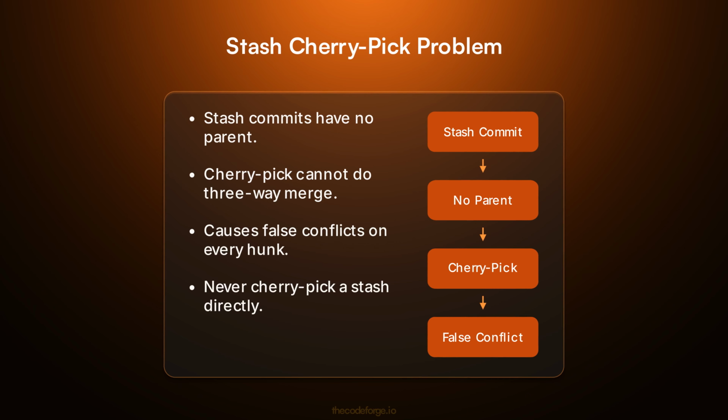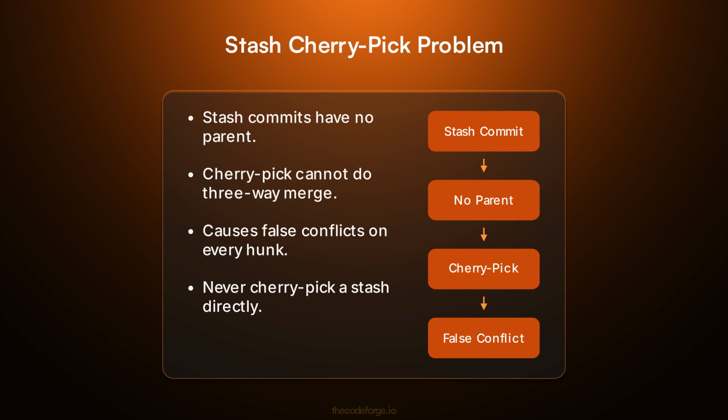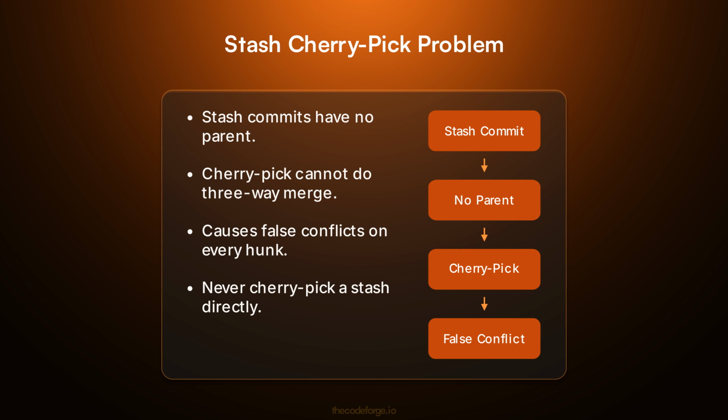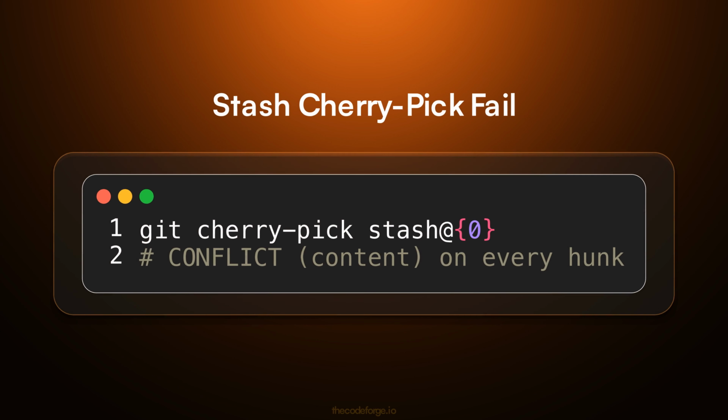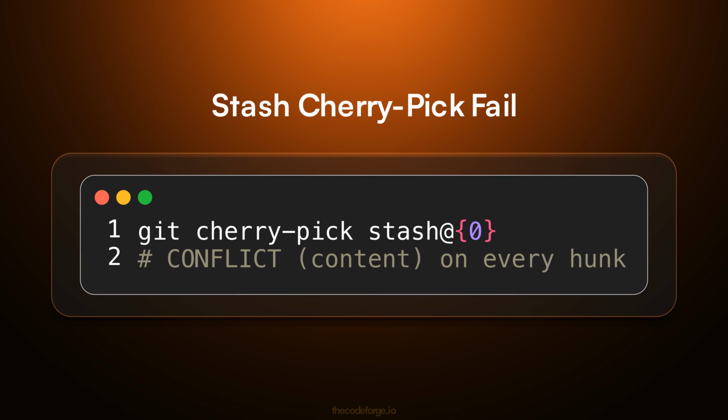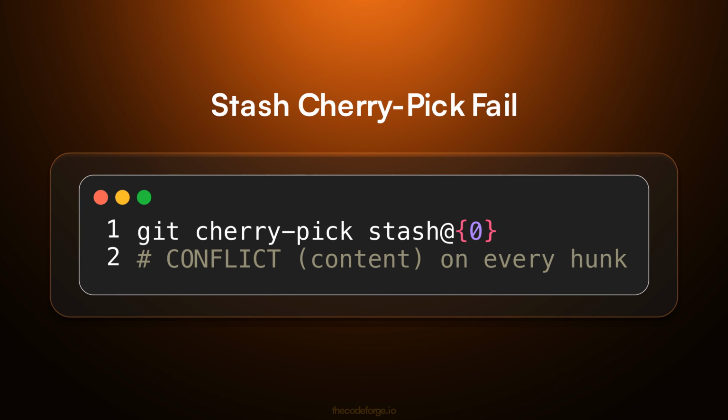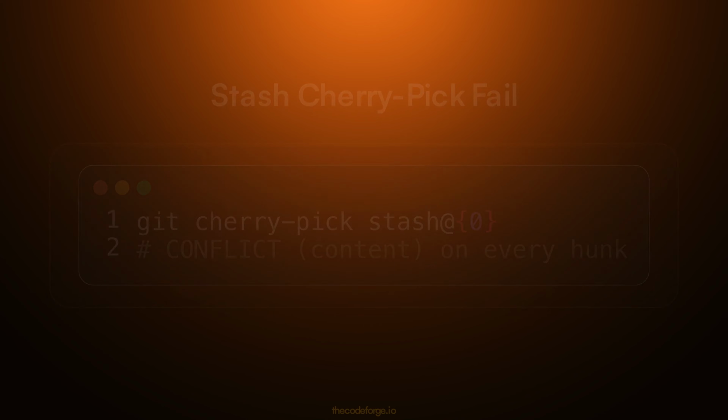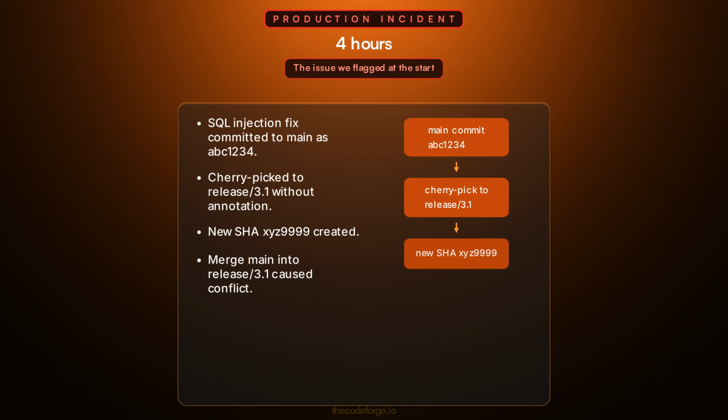A stash commit has no parent, so cherry-pick cannot compute a three-way merge. It always uses the stash tree as the base, leading to spurious conflicts. The rule is, never cherry-pick a stash commit directly. Attempting to cherry-pick a stash entry results in conflicts on every line, even if the changes are identical. This is because Git cannot determine a common ancestor. This is the same issue we highlighted at the start.